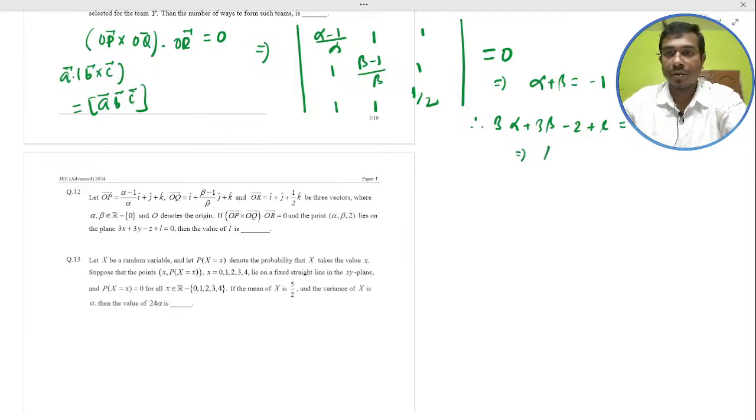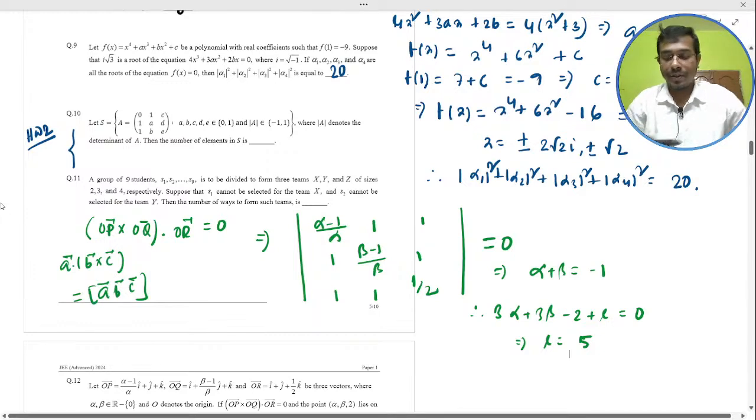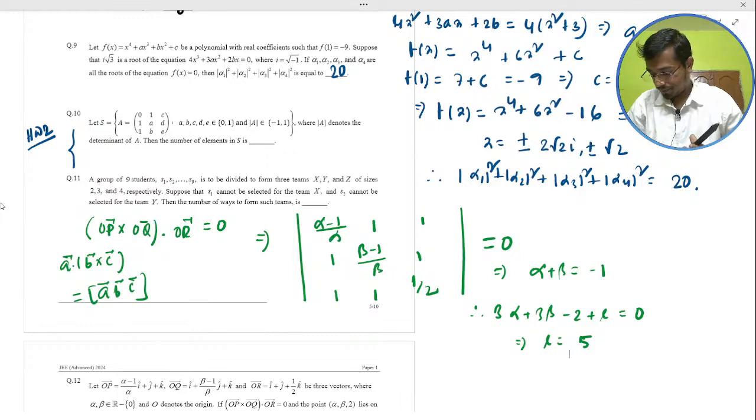That means putting this value, L would become 5. So 5 would be the correct answer. Answer would be the integer value 5.